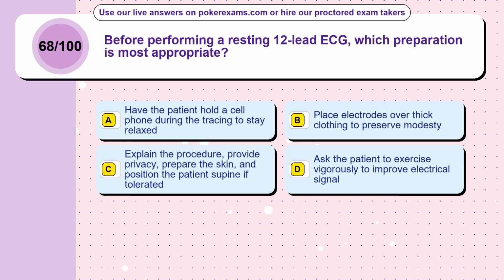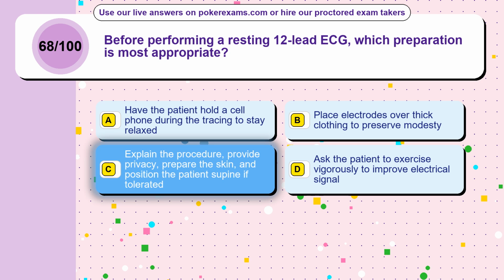Question 68. Before performing a resting 12-lead ECG, which preparation is most appropriate? Option A. Have the patient hold a cell phone during the tracing to stay relaxed. Option B. Place electrodes over thick clothing to preserve modesty. Option C. Explain the procedure, provide privacy, prepare the skin, and position the patient supine if tolerated. Option D. Ask the patient to exercise vigorously to improve electrical signal. The correct answer is option C.